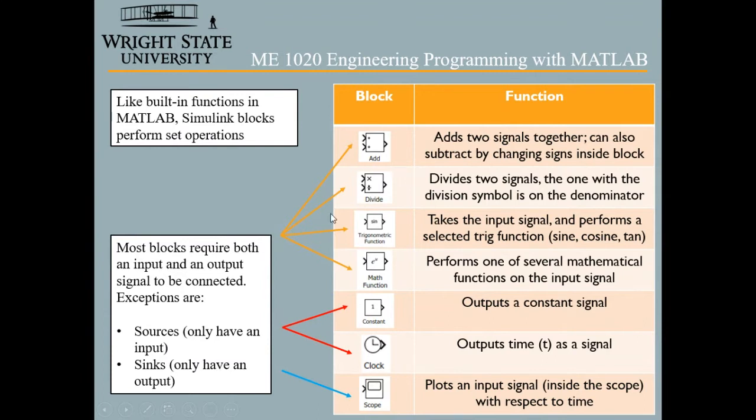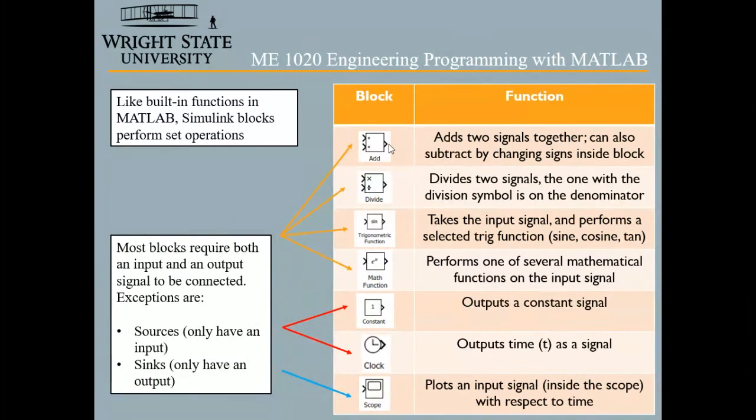I have an orange arrow pointing to each of these, and that's because most blocks require both an input and output, meaning you have certain things coming in, and then the output is whatever you did to those things coming in. For example, you could have a constant of 1 plus 2 coming in, and the output would be 3. And those could change with respect to time, right? That's the whole point of Simulink, it's all time dependent.